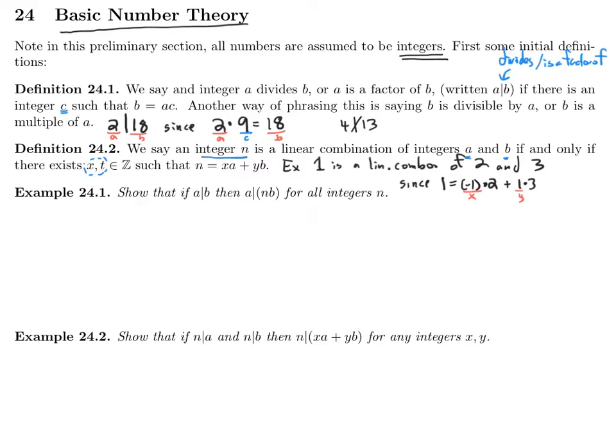So let's talk about a few results here. The first one, and this is going to be really important: if a divides b, then a divides n times b for all integers n. To reword that in language we've previously used, if a is a factor of b, then a is a factor of any multiple of b. Using our definition, remember what it means to be a factor of a number or to divide a number. See if you can prove this. Pause the video now and try this.